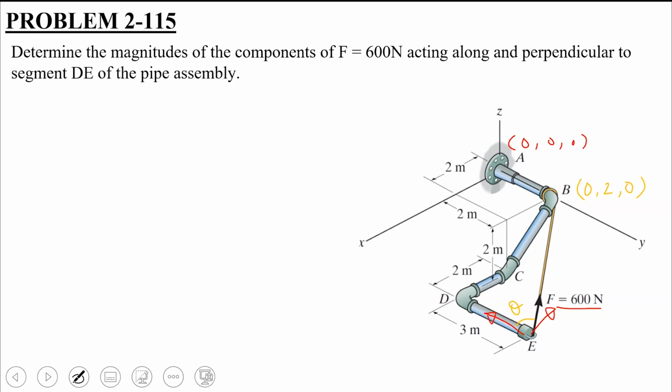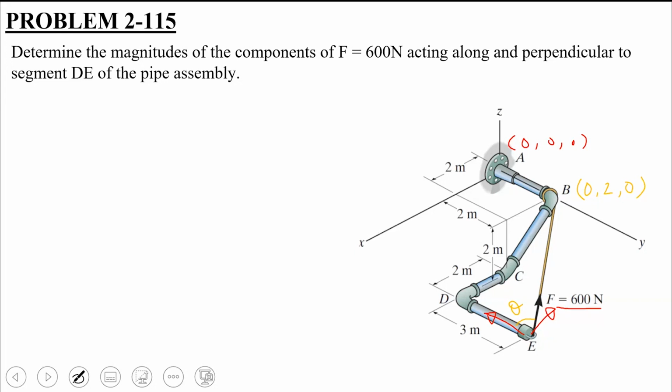Do we require the coordinates of point C? No, sir. So if it is not required, please don't waste your time finding the coordinates of point C. Maybe it is not needed and you write wrong coordinates in the exam, and your marks get deducted for no reason.